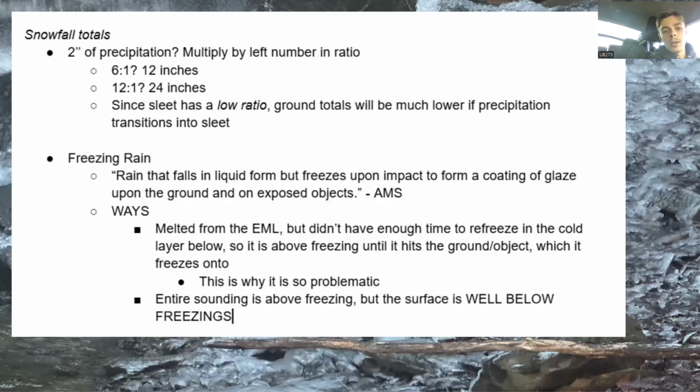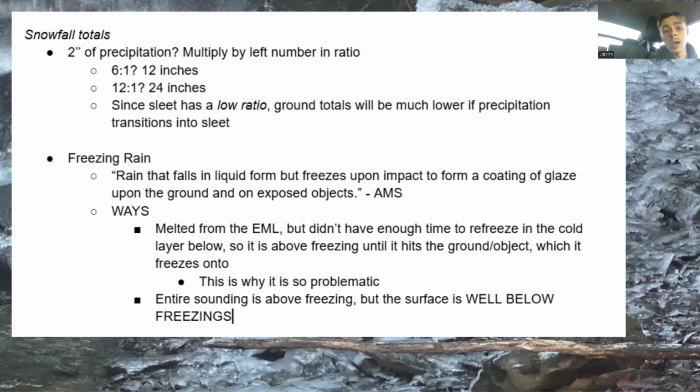Now, snowfall totals. I don't know why I didn't put this with the snow part, but if you have 2 inches of precipitation falling from the sky, that doesn't mean you're going to have 2 inches of snow.